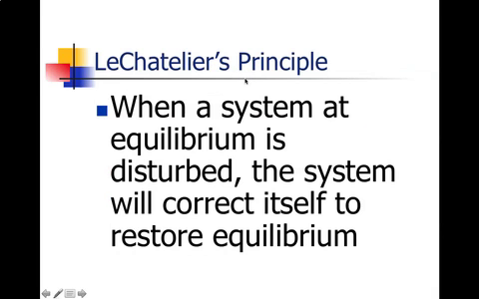So this all brings us back to chemistry and LeChatelier's principle, and that's when a system is at equilibrium and it is disturbed, the system will correct itself to restore equilibrium. So we've got this equal forward and backward rate, but oh no, something happened. We've added something to it. Maybe we've changed the temperature. Maybe we've added more of one of the compounds. But something's happened so that it's no longer in equilibrium.